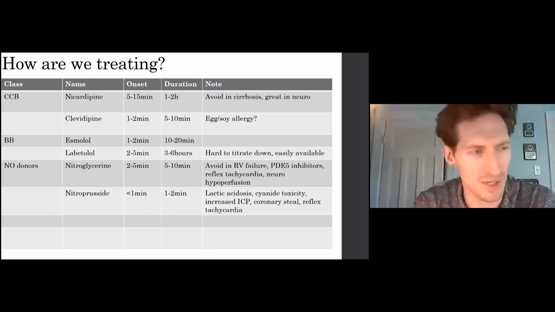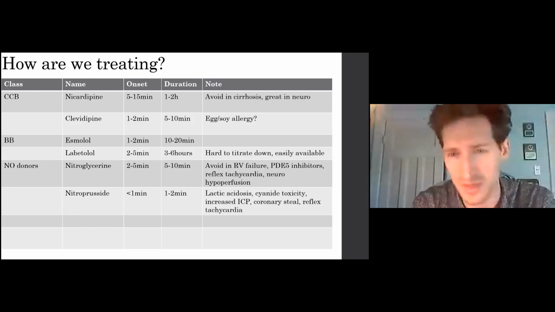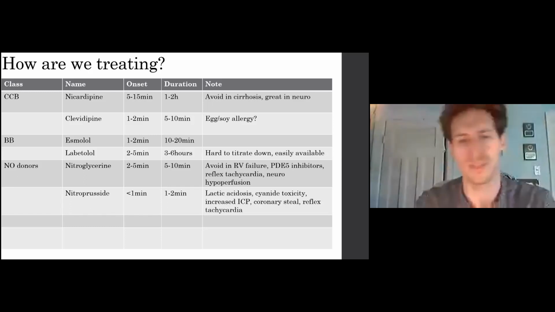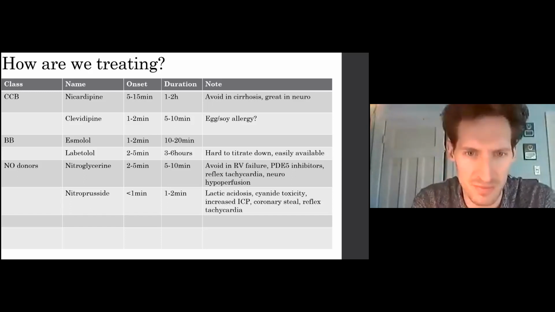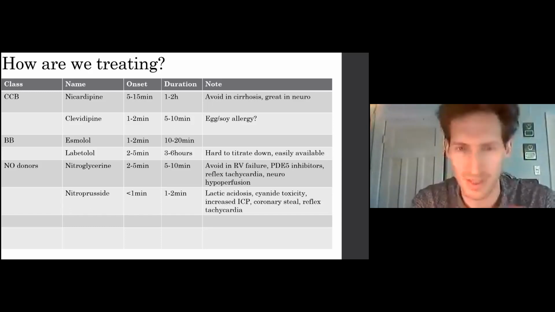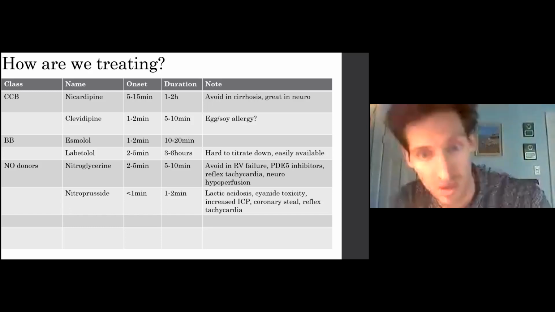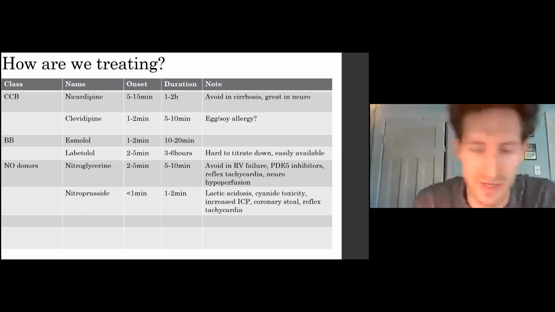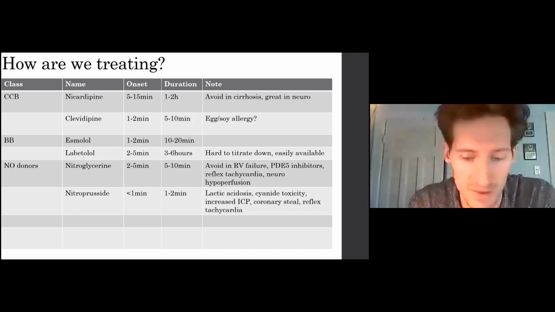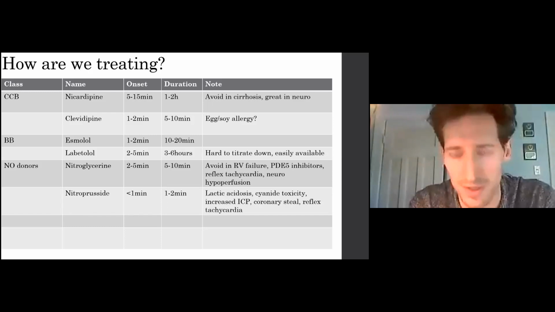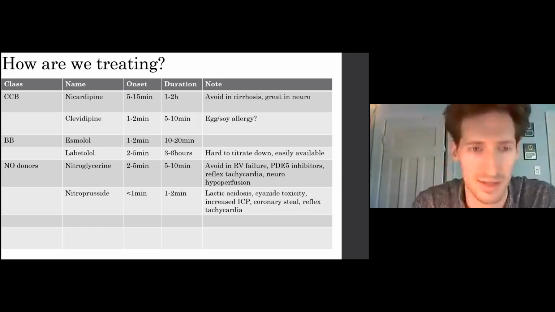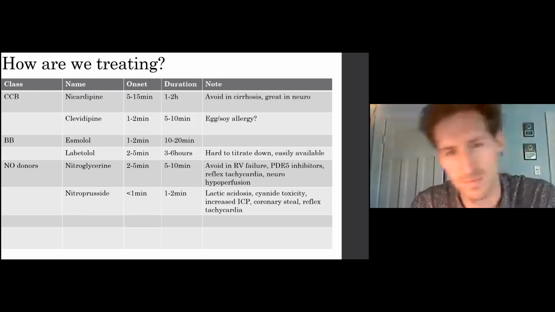There is such a thing as coronary steal from it. So some of the healthy coronaries will dilate more than the non-healthy coronaries, and therefore the ischemic parts of the heart will get even less perfused, so not great in MI patients or CAD patients. And then some reflex tachycardia, which obviously happens a lot with vasodilators. So maybe not that great.